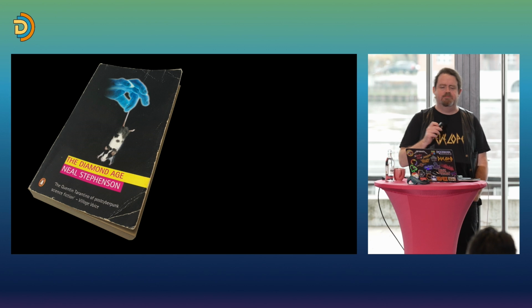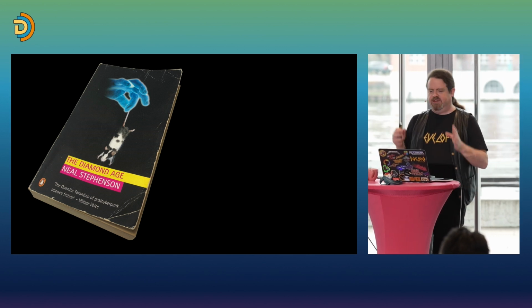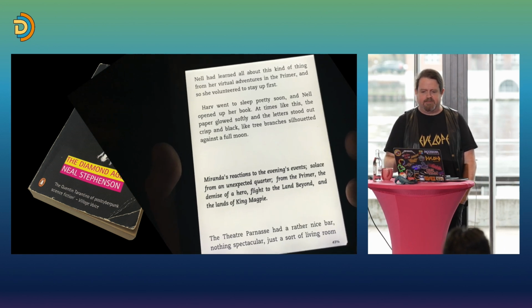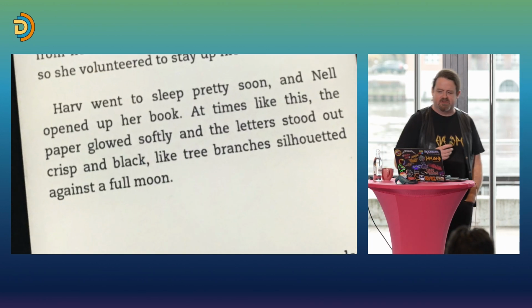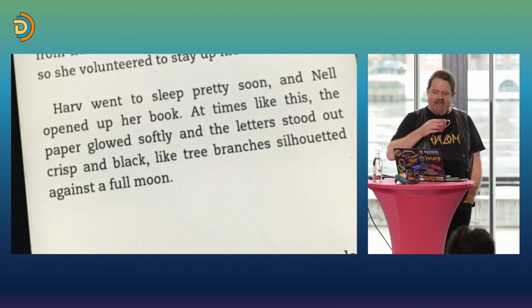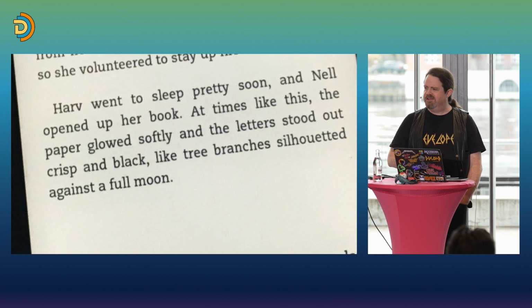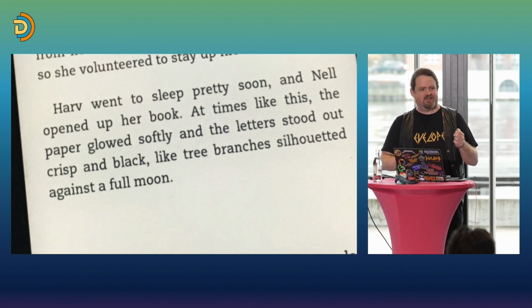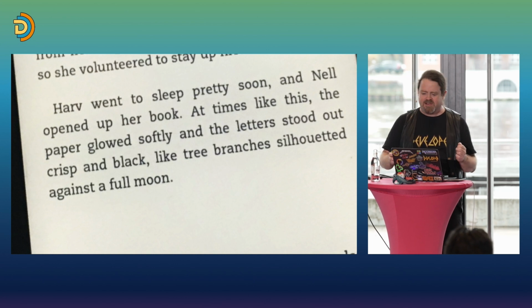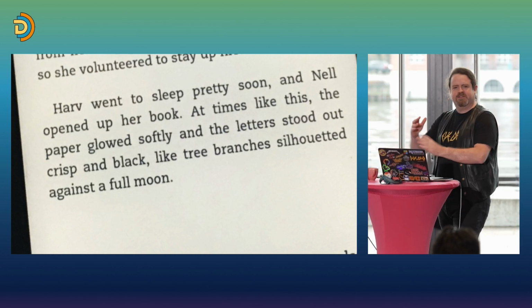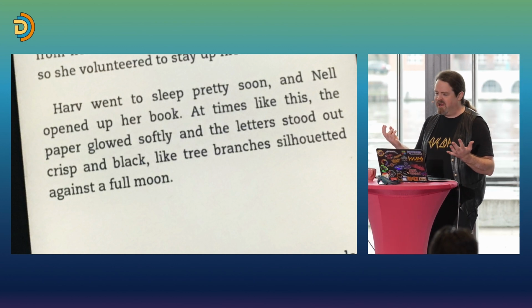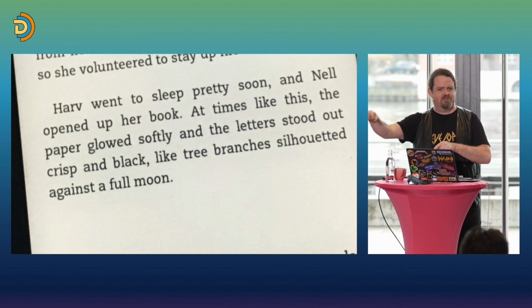And there's a passage in this book where the protagonist is reading her book at night, and it says that at times like this, the paper glowed softly and the letters stood out, crisp and black, like tree branches silhouetted against a full moon. And I had this moment of, holy shit, it came true and I'm holding it. I was literally reading about an unbelievably futuristic digital book on an unbelievably futuristic digital book that I was holding while sat at the railway station waiting for my train. And it's like, okay, wow, we actually live in the science fiction. It's coming true right now.